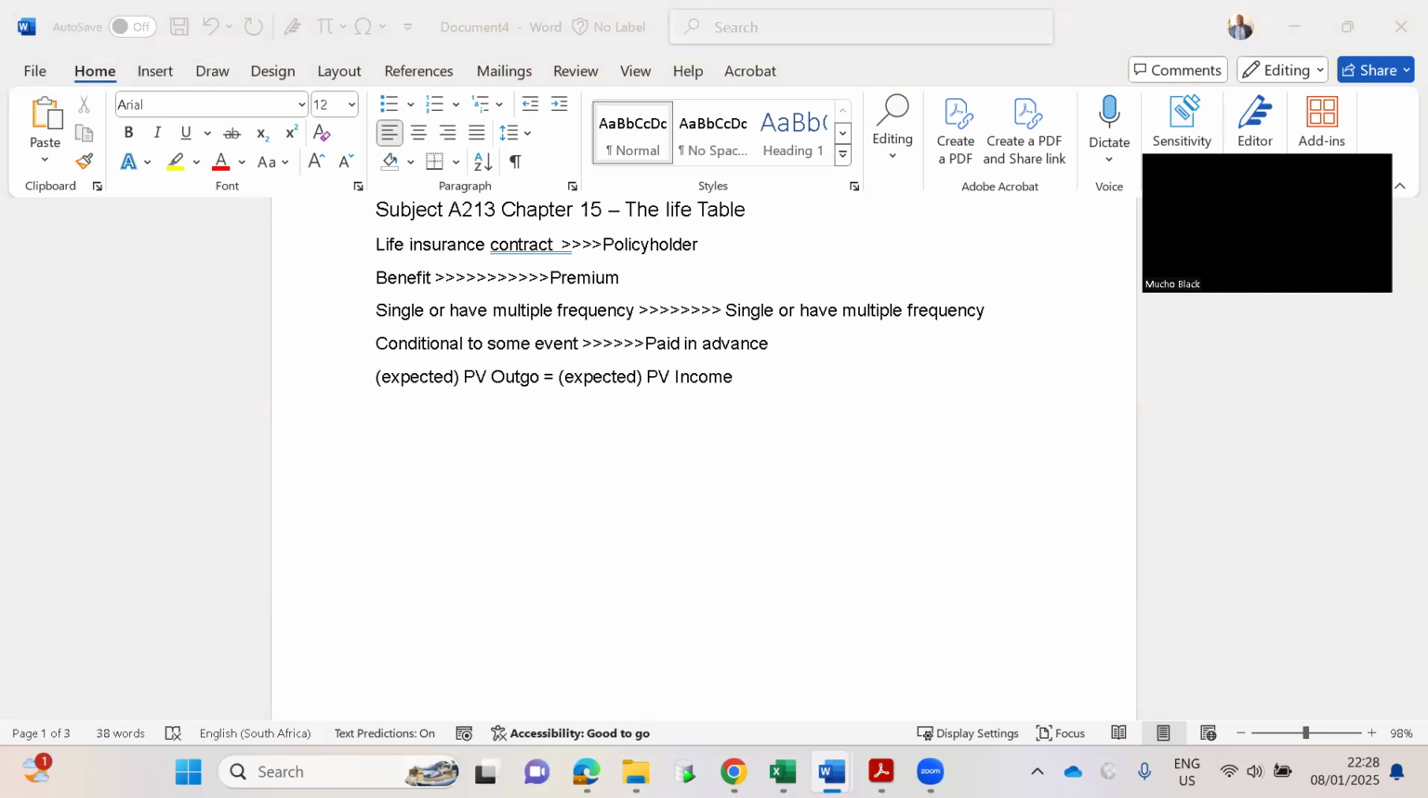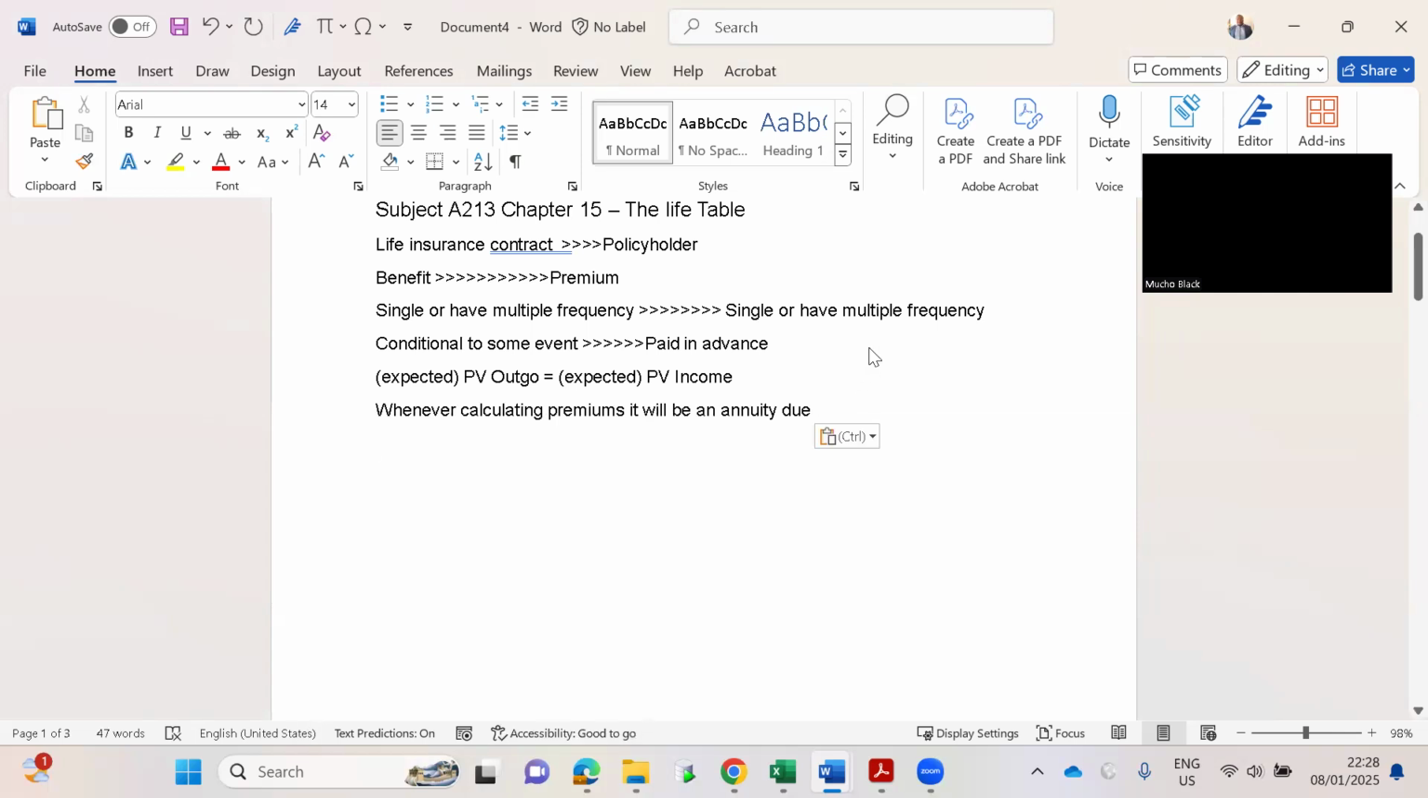So whenever we are calculating premiums, we will see that if we're calculating recurring premiums, they would be in the form of an annuity due, but we'll get to that later on. The interest needs to be known at inception. Yes, the interest needs to be known at inception.